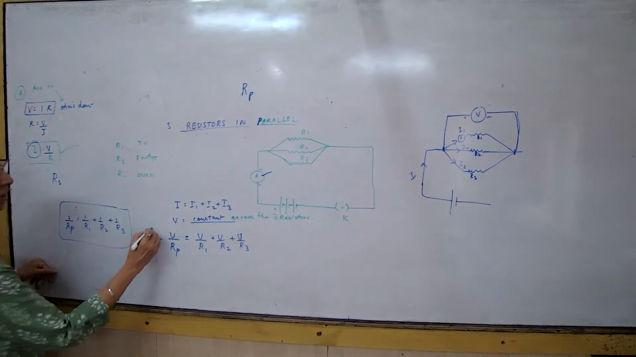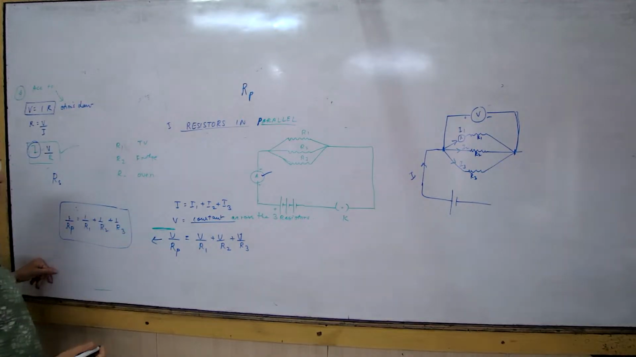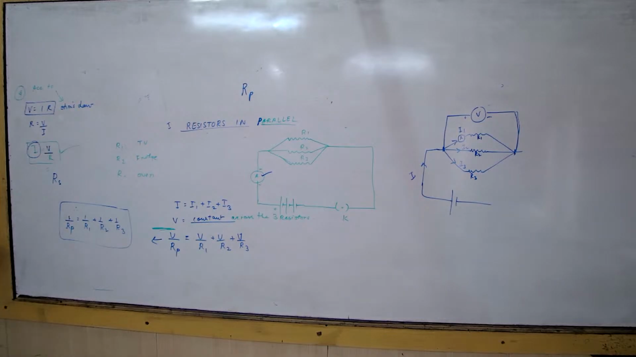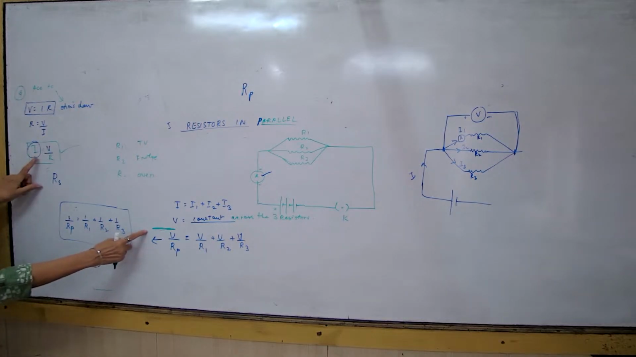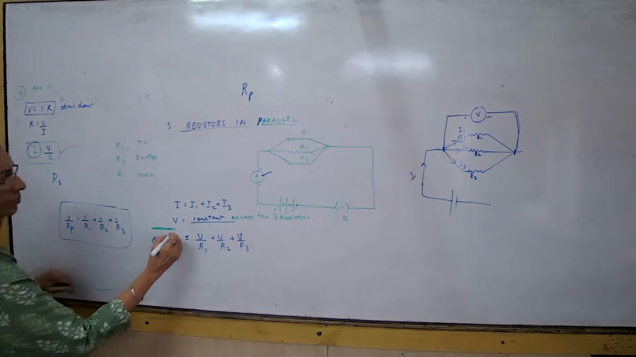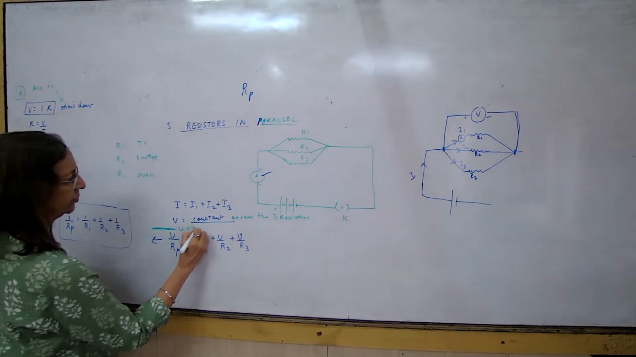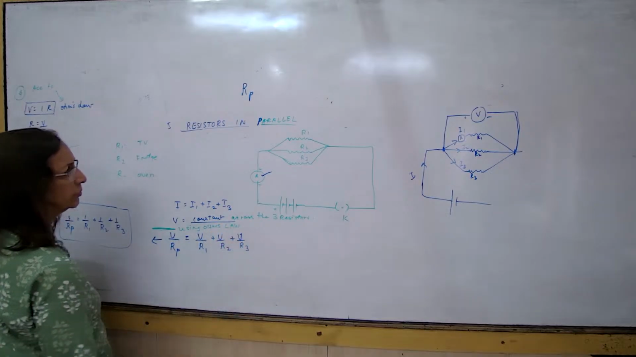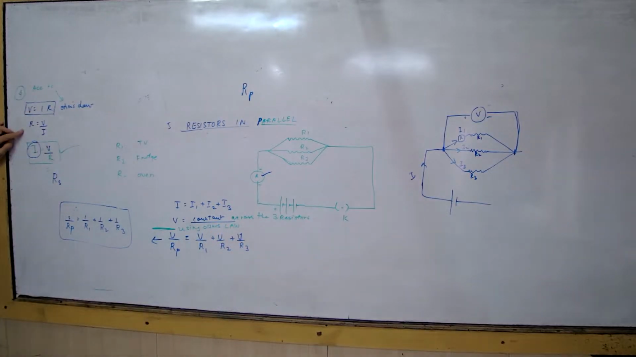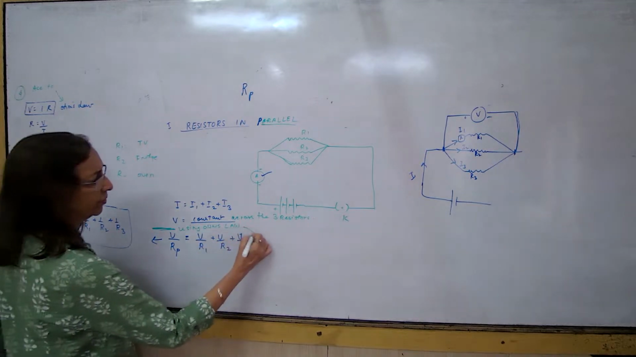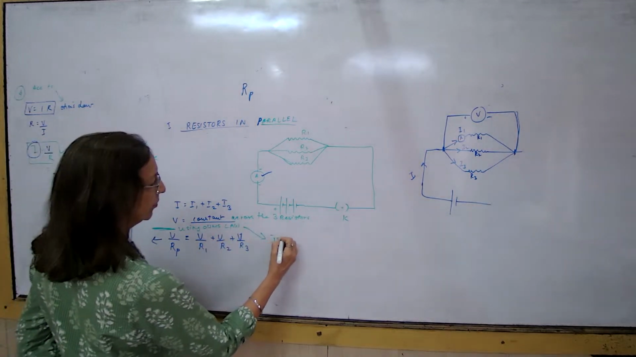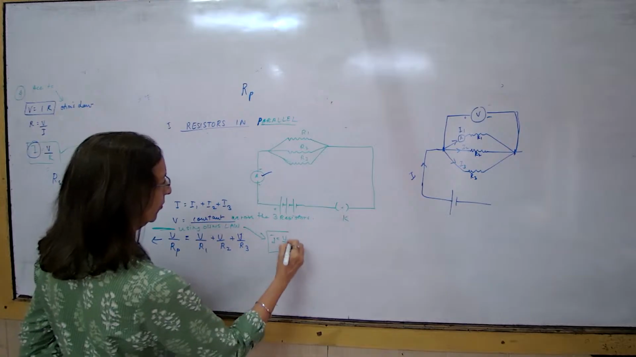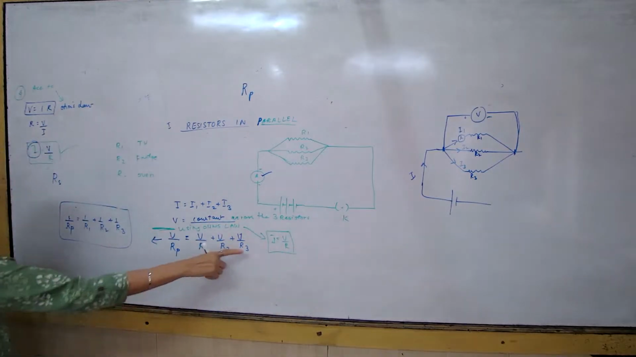Now, here you will write using Ohm's law. Write down this. We already have that I is equal to V upon R, and we are substituting here.